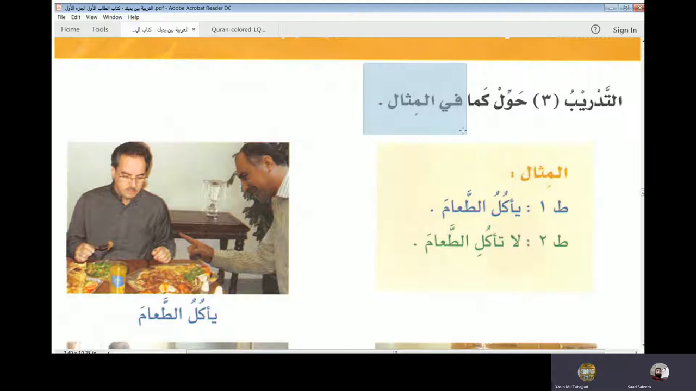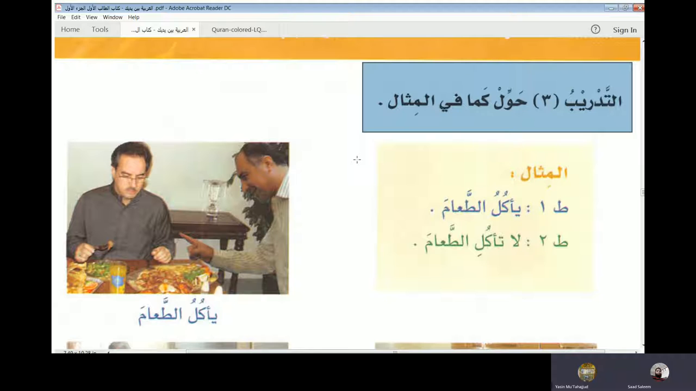Then after three was Salifa. Yes, Hawil, Hawil al-hiwar kama fil-mithal. Okay, yeah, I see that under the chapter. Is that dialogue like in the example? How will it change? Change like we did in the example. Oh, change like in the example.